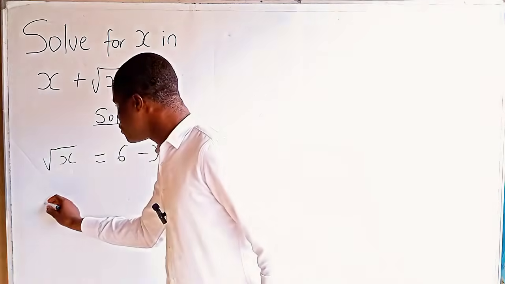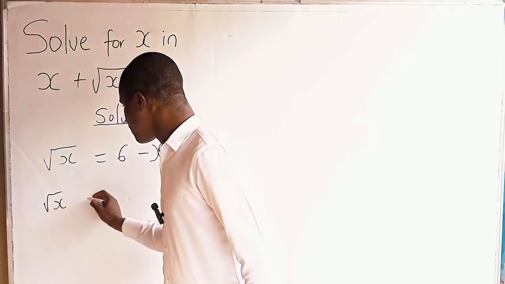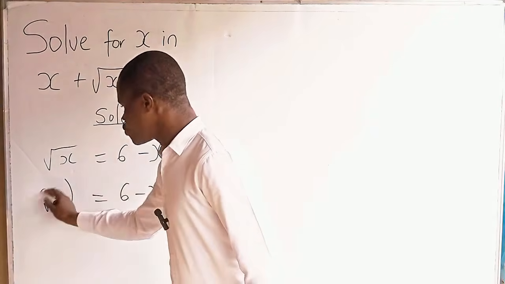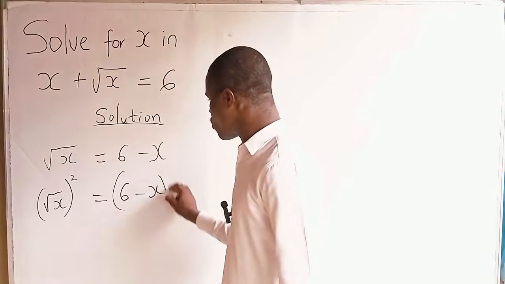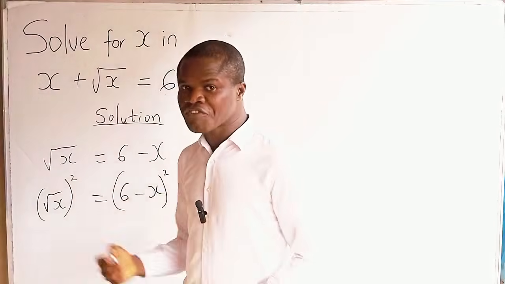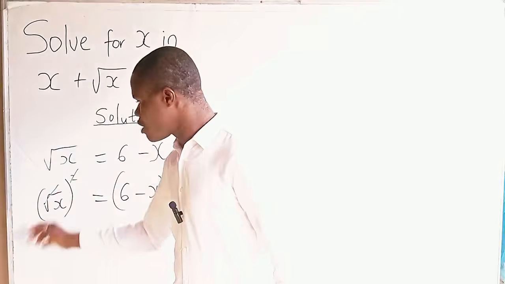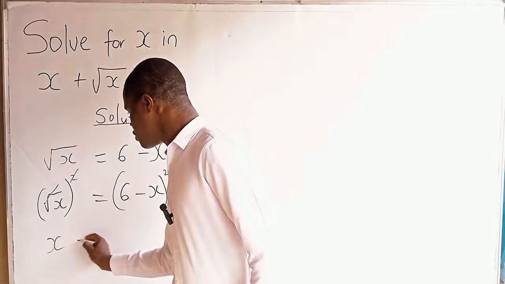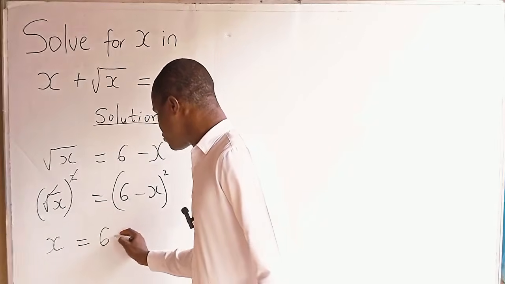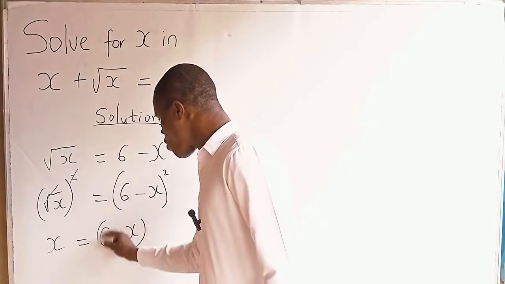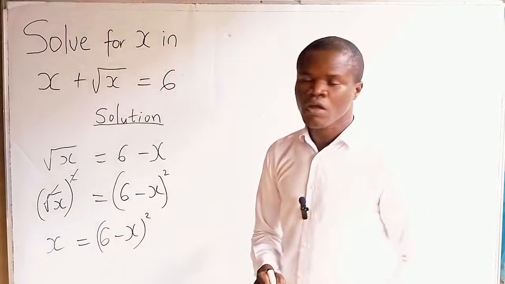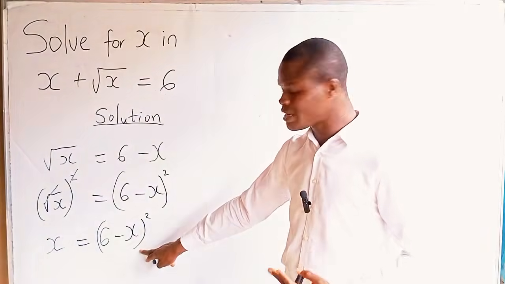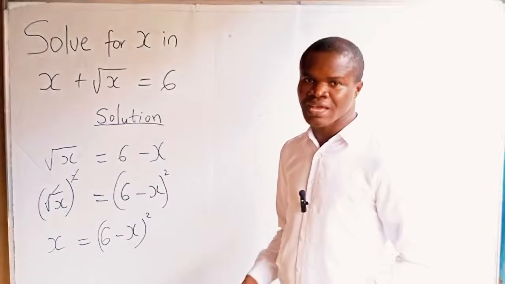We are going to have square root of x is equal to 6 minus x, square of this side, square of this side. So definitely square will cancel square root, and we are left with x is equal to 6 minus x all square. All right, so the very next thing to do is to expand the bracket. So this is 6 minus x all square.